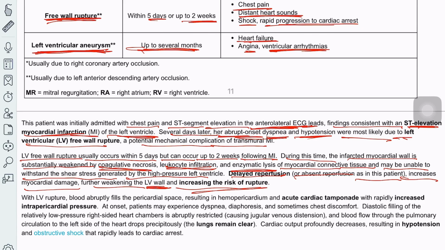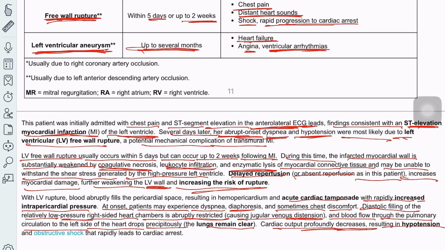the risk of rupture. With left ventricular rupture, blood abruptly fills the pericardial space, resulting in hemopericardium and acute cardiac tamponade with rapidly increased intrapericardial pressure. At onset, patients may experience dyspnea, diaphoresis and sometimes chest discomfort. Diastolic filling of the relatively low pressure right-sided heart chambers is abruptly restricted, causing jugular venous distension, and blood flow through the pulmonary circulation to the left side of the heart drops precipitously, and the lungs remain clear. Cardiac output profoundly decreases, resulting in hypotension and obstructive shock that rapidly leads to cardiac arrest.